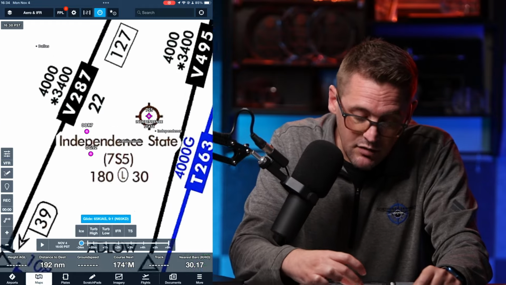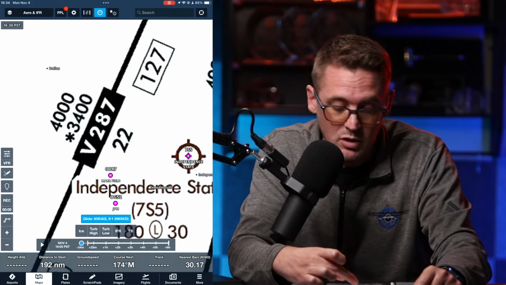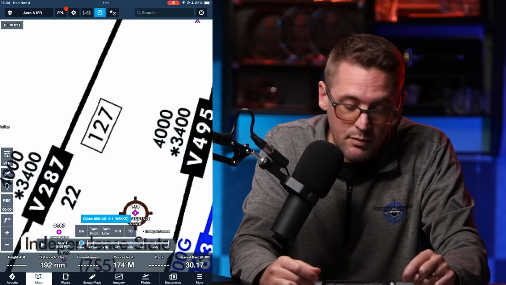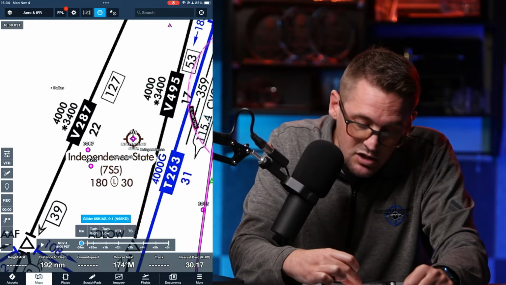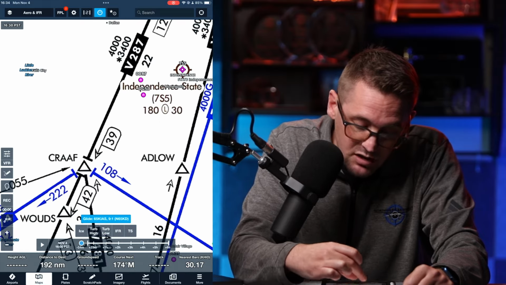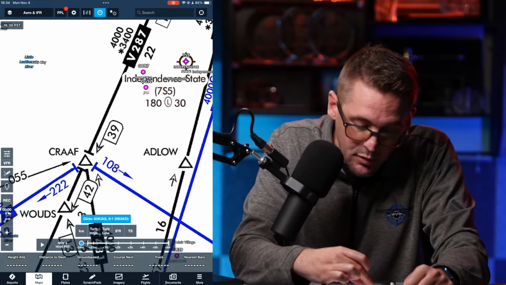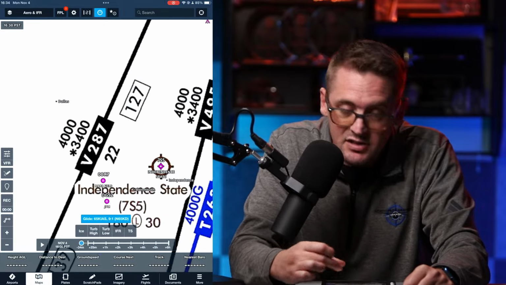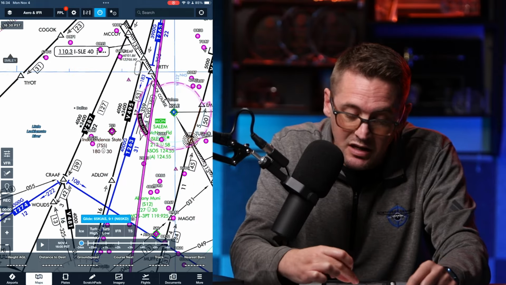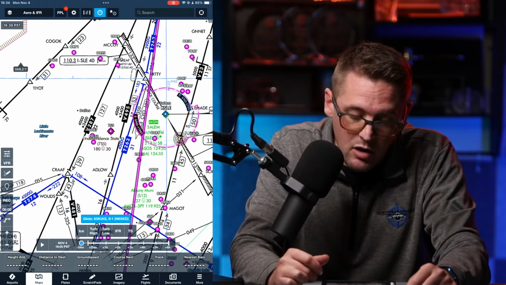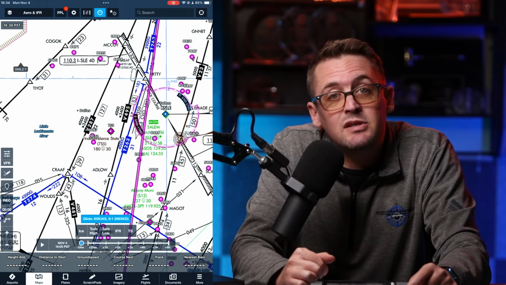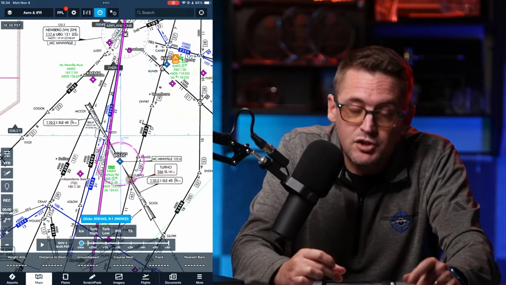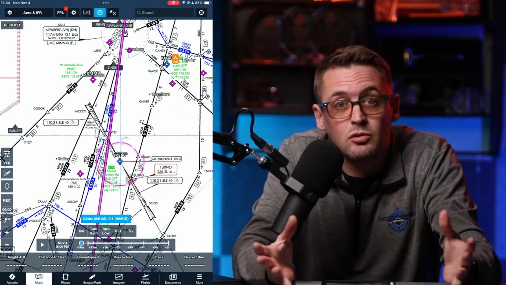All right, you want to know things like, if we look at the bottom here below the airway, we see the number 22. And then right to the right of it, we see the number 127 in a square box. So what that's saying is that the 22 is the leg between these two waypoints. In this case, we have Craft waypoint, and up here we have McCoy waypoint. 22 miles is the distance between those two waypoints on this leg of this Victor 287 airway. The 127 that you see in the square box is the total distance of this airway from the two stations that are used to create it.